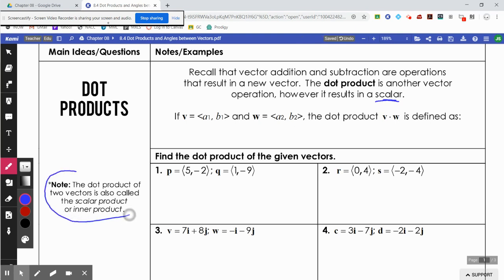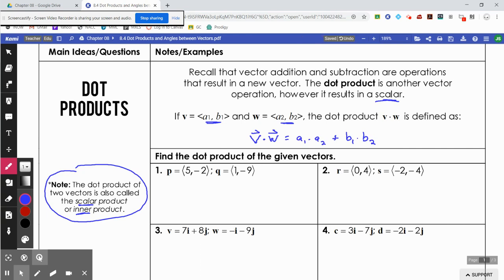Other names for a dot product you can see down here in the notes. Sometimes they call this the scalar product or the inner product, so the exact same thing. Here's how you find the dot product. If you have vector v = (a1, b1) and vector w = (a2, b2), the dot product v times w is defined in the following way. v dot w will equal a1 times a2 plus b1 times b2. So you'll multiply your a's together, you'll multiply your b's together, and simply add the answers together.